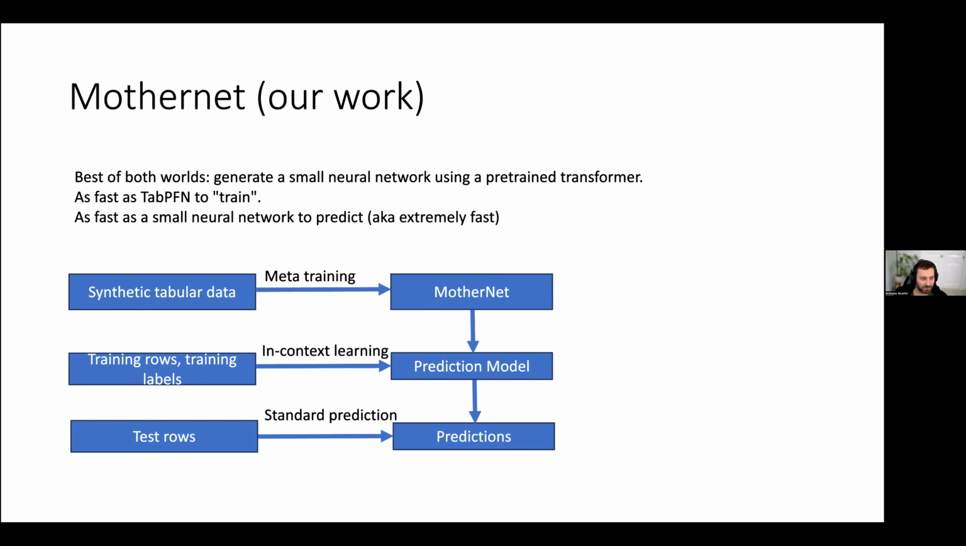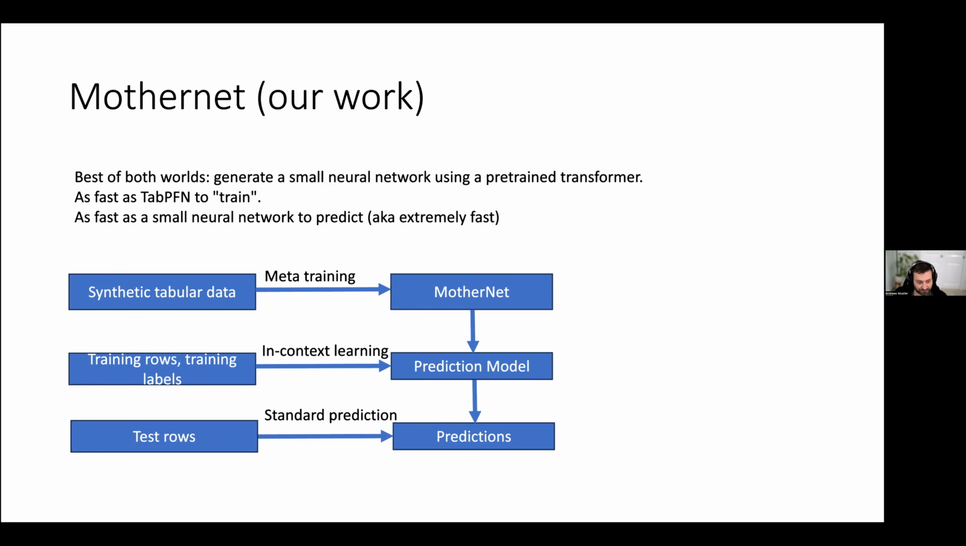And so we do the meta training of TabPFN, but we create this MotherNet architecture, which is a hypernetwork. Then if we get the training data, we do in-context learning. This in-context learning will create a prediction model, which in our case is a small neural network. This is a very compact representation of the prediction function. And then once you get a new test row, you can use your standard prediction on a small MLP, which is incredibly fast, and you get predictions.